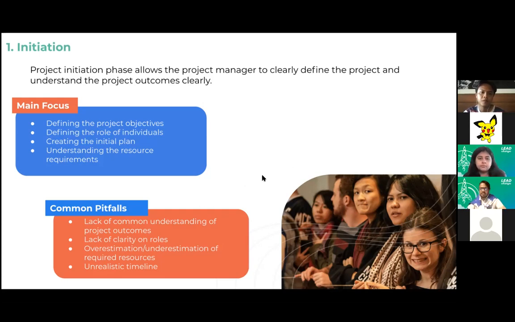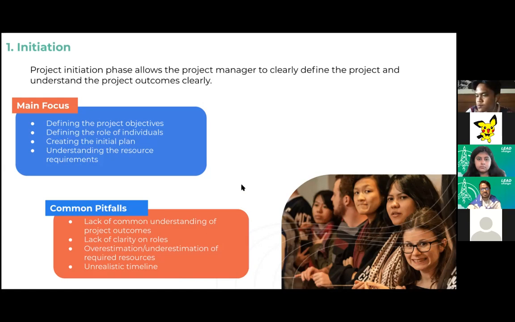Another pitfall is an unrealistic timeline. We set too high an expectation, like, oh, I want to release the booklet by tomorrow. If it takes a lot of time, then allocate a lot of time, because it makes more sense to deliver the project in a realistic timeline rather than sticking yourself into an unrealistic one.